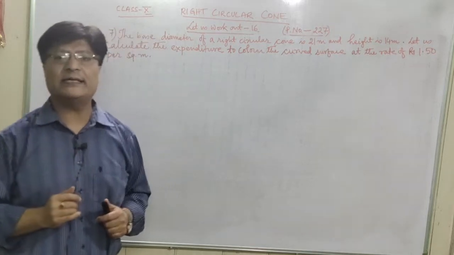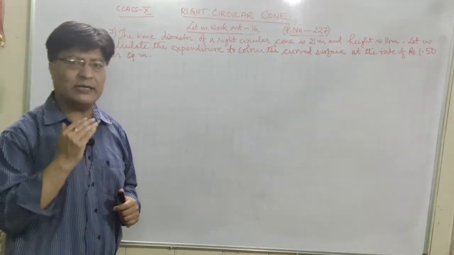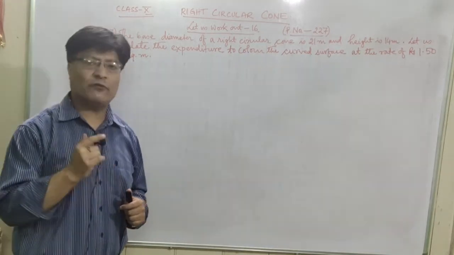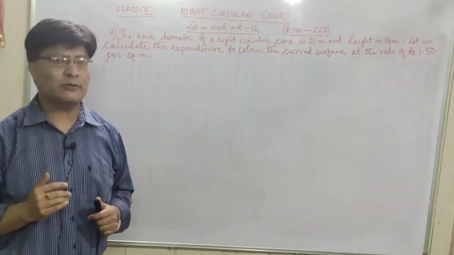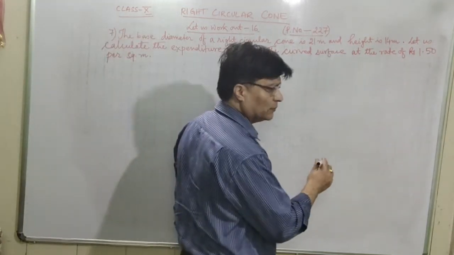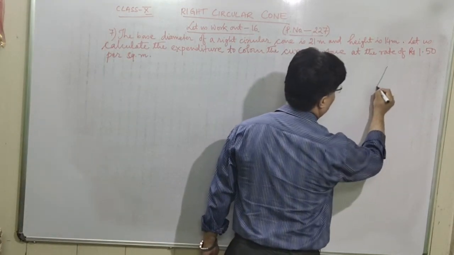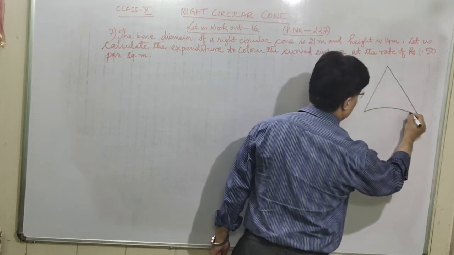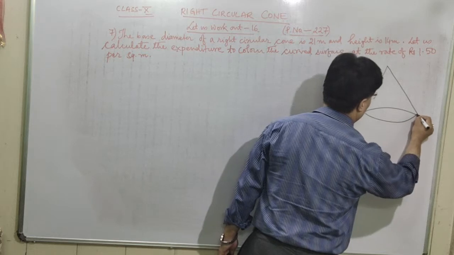The curved surface area is what we need first. Let us find out the curved surface area of the right circular cone, and you know the formula for curved surface area of the right circular cone, that is pi r l. So let us draw the figure here. Okay, so the figure is like this. This is a cone, right?